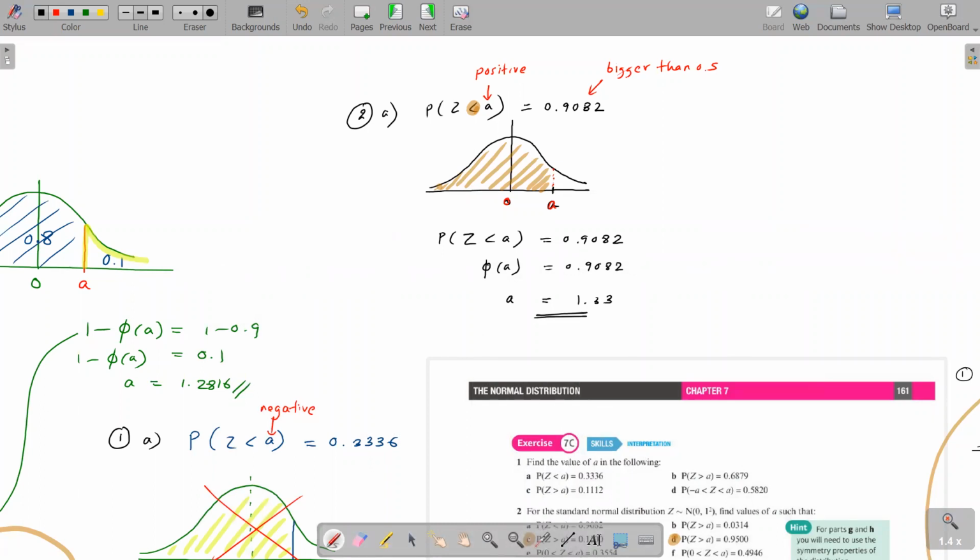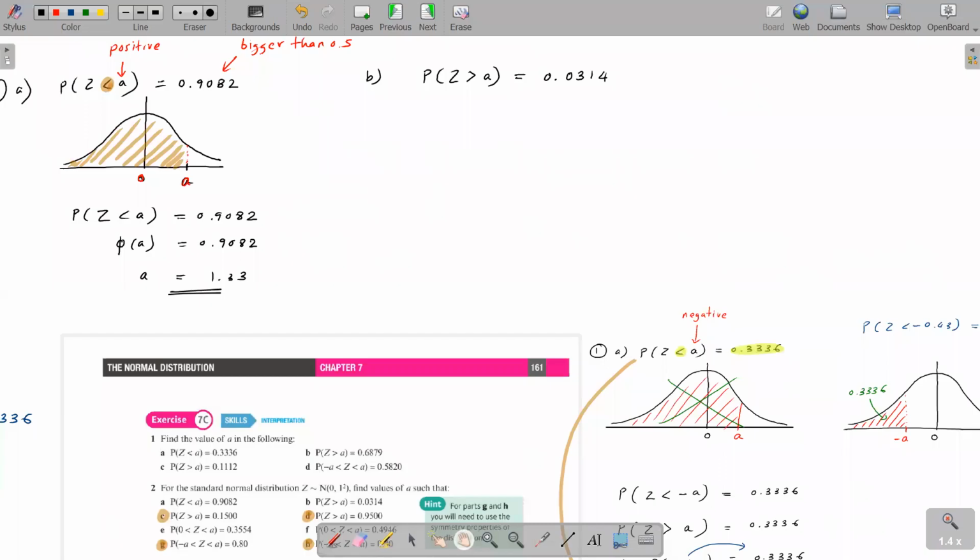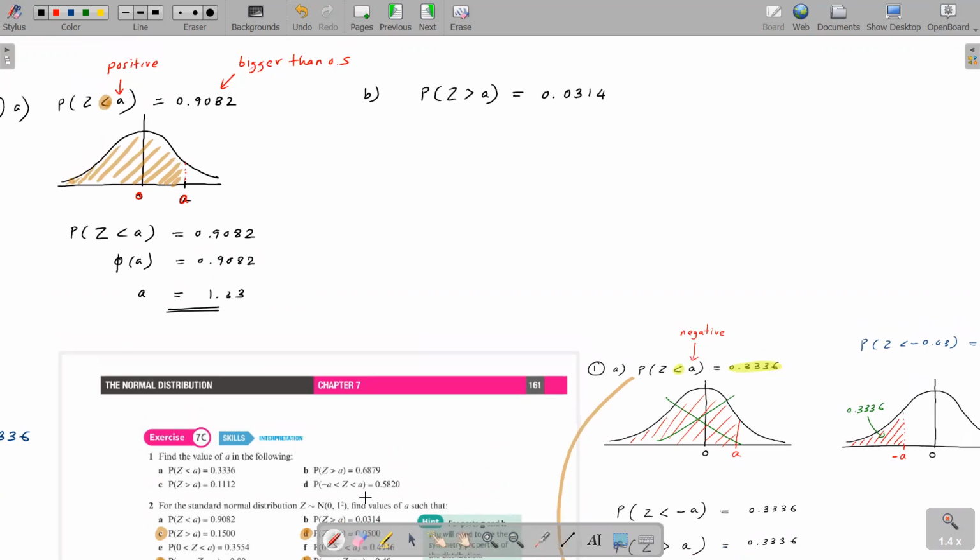All right, guys. So let's move on to the next part. Probability Z greater than A is 0.0314. Again, let's do the first thing: let's draw the diagram and decide whether A is positive or negative. Shall we do that?